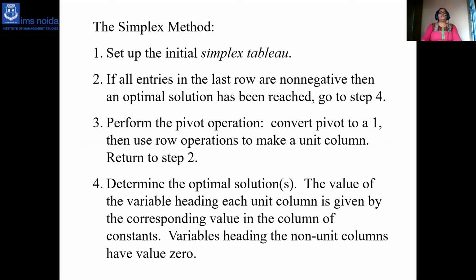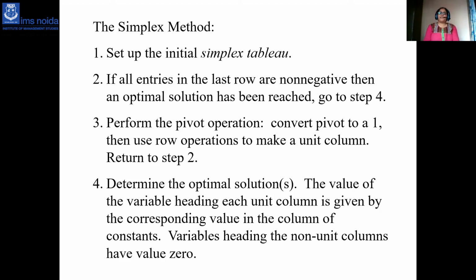How to initiate the simplex method? Generally, whether the objective function is maximize or minimize, you have to perform all these steps. Set up the initial simplex table. If all the entries in the last row are non-negative, then an optimal solution has been reached. You do not need to go through the next iteration. Once in the Z row you are getting all values greater than or equal to 0, that means you have reached an optimal solution.